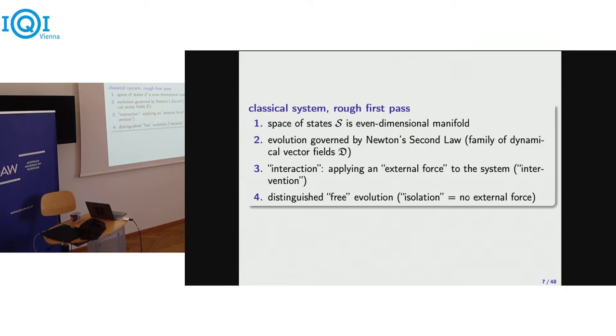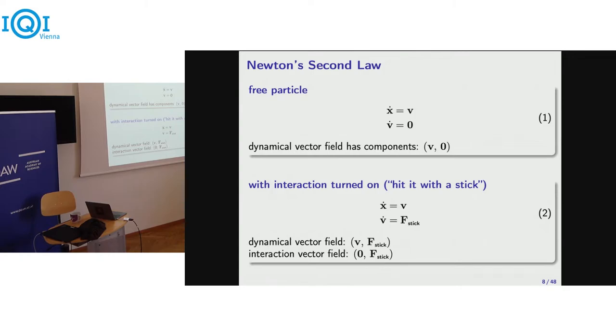So, crudely speaking, Newton's second law. This is not perhaps the standard way of writing it, but I claim that under some very, very mild technical assumptions, this is basically mathematically equivalent to the normal way of writing Newton's second law. I've just written it as two coupled ordinary differential equations: x dot equals v, v dot equals zero. This is Newton's second law for a free particle experiencing no force.